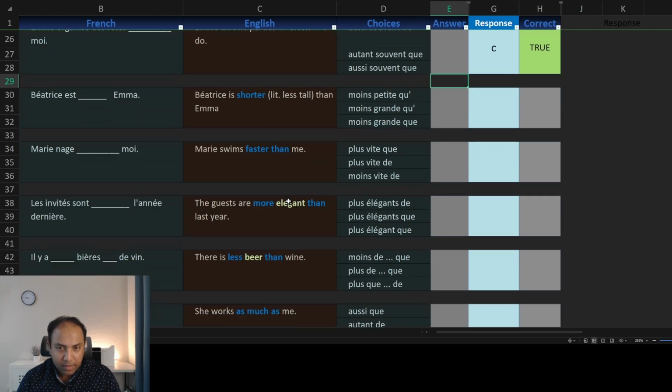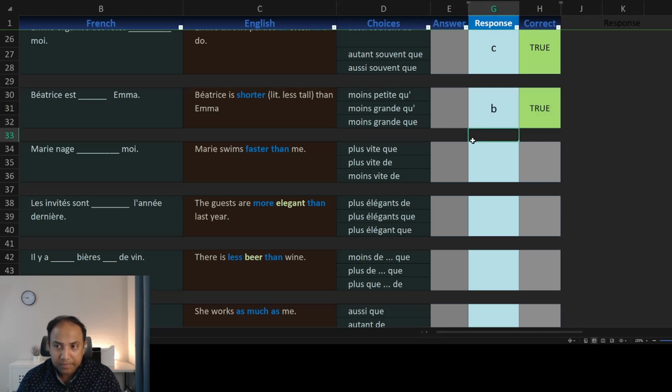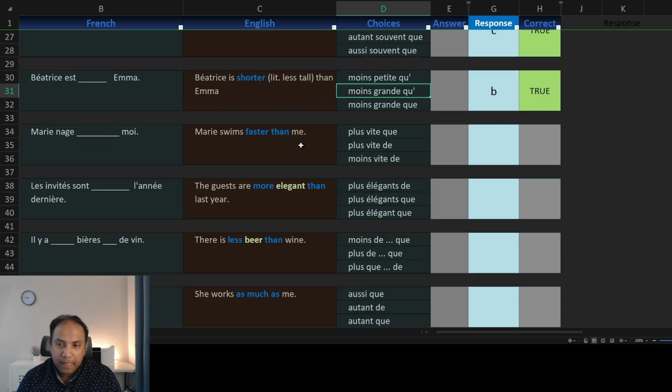All right, next one. Beatrice is shorter than Emma. So it's going to be moins grand que. So it's going to be B. It's not going to be moins petite. Obviously not. Petite is short, so that would be less short. And we're saying less tall, right? Less tall is going to be moins grand que. And this one is an apostrophe because it's Emma with an E, which is a vowel.